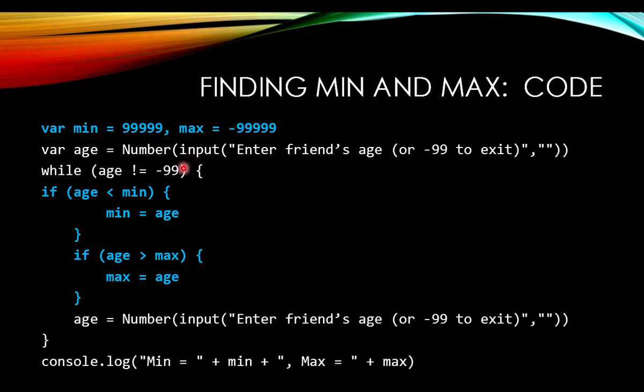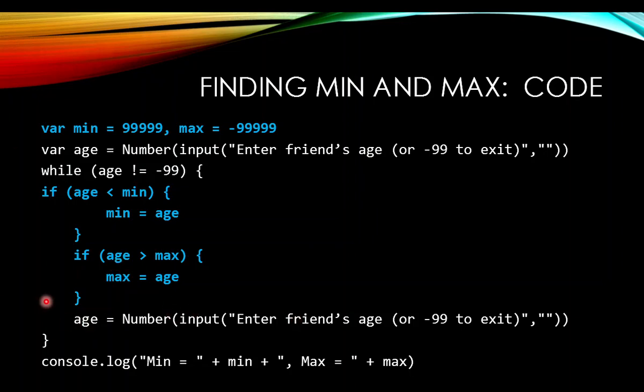So then inside the loop, all you have to do is say, hey, if the age that I just got from the user is smaller than the minimum I have seen so far, then I'm going to simply remember that, which means take the age and store it into the min variable. Same thing, separately, I'm going to check if the age that came through is greater than the max. If it is, if the age is greater than the max I've seen so far, then store that age in the max variable. That's all you have to do, and then this is again priming the pump.